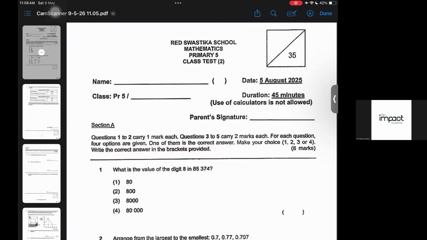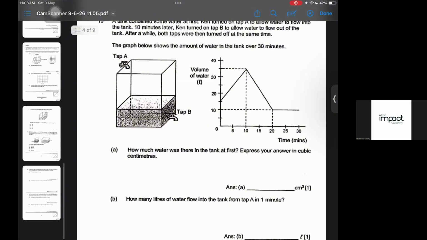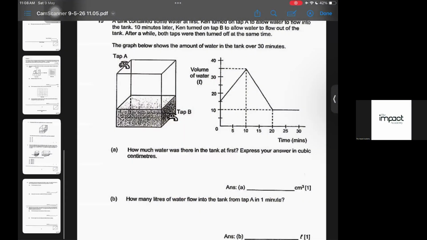Hi everyone. Today we are looking at red swastika. Now I'm going to do specific questions only, particularly the ones that I feel are a little bit more challenging.